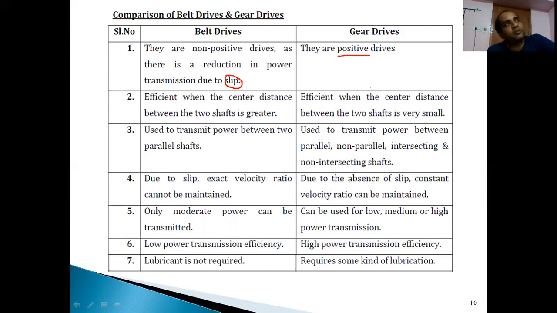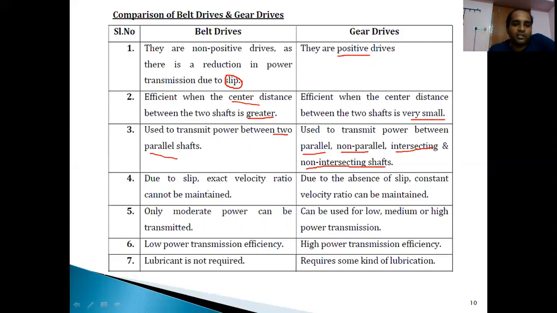Second important thing is, the belt drives are very efficient when the center distance between the shafts is large or greater in nature. Whereas for the gear drives, the center distance between the shafts has to be as small as possible. Then you can transmit the power in the belt drives only when we have parallel shafts. But here you can transmit for any position: parallel, non-parallel, intersecting, as well as non-intersecting shafts also.